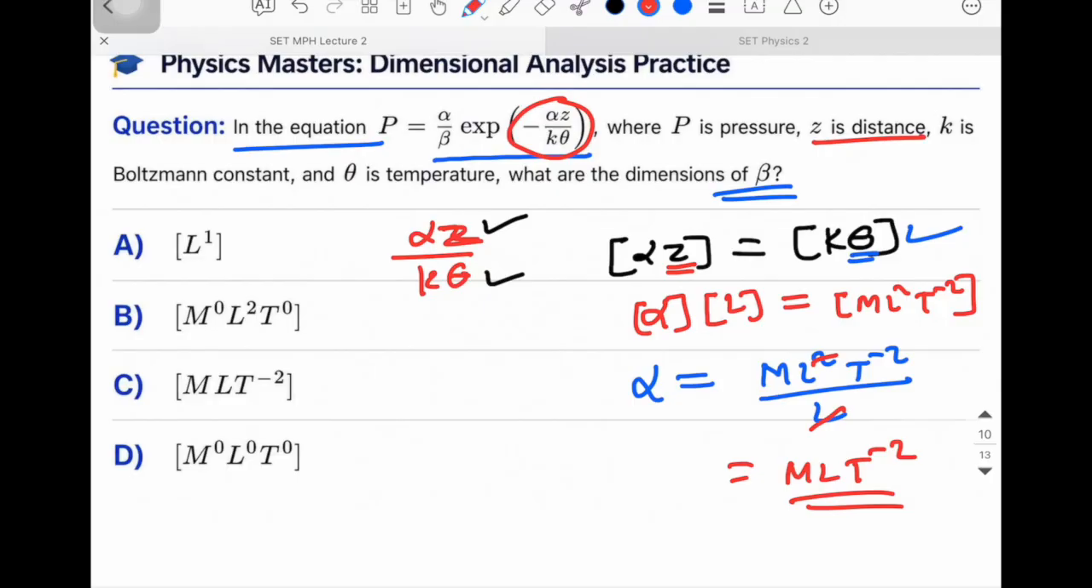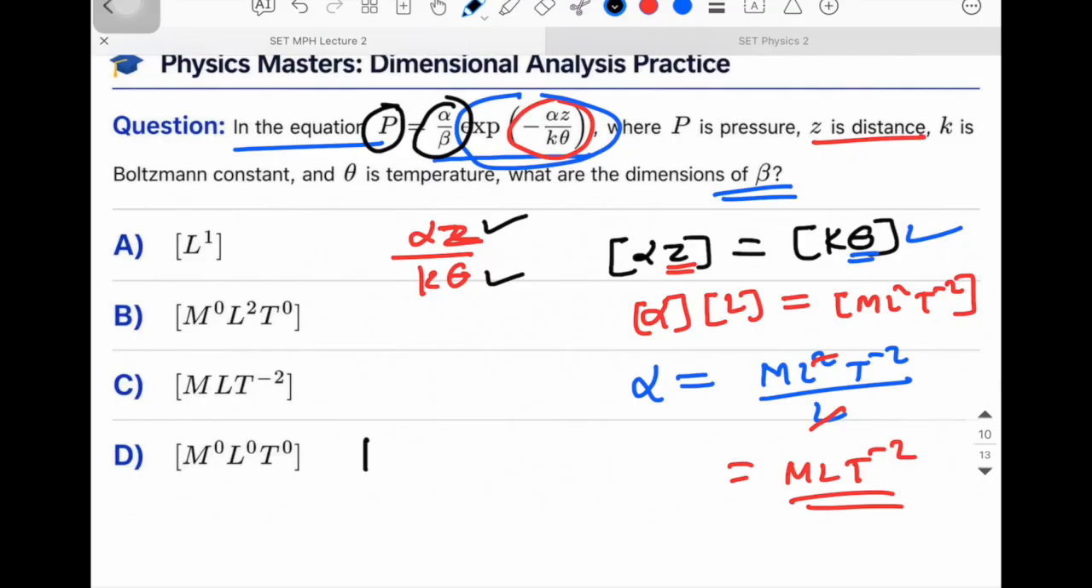Okay, MLT power minus 2, mass into acceleration, dimension of force. So this quantity is dimensionless. So look, P equal to alpha by beta. So alpha by beta must have a dimension of pressure. Alpha by beta must have a dimension of pressure, isn't it?